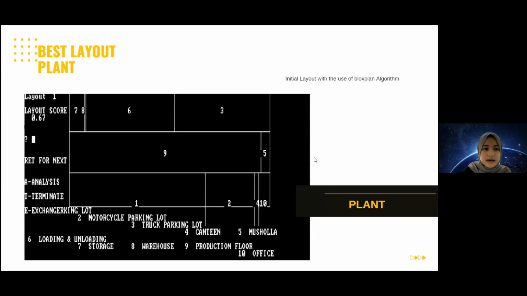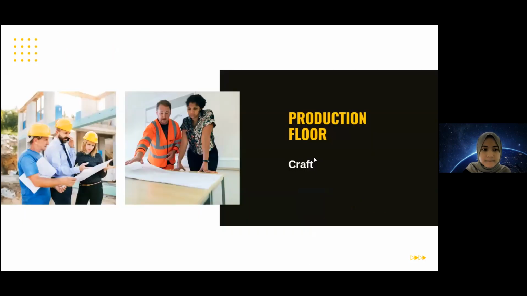So this is the best layout of the plant using the Block Plan algorithm, as you can see in the picture. Next will be discussed about the production floor using CRAFT.